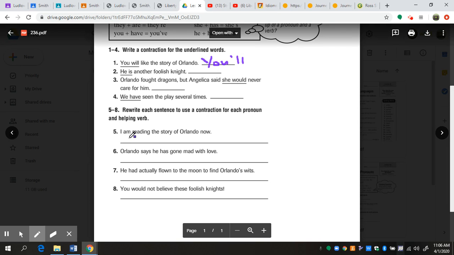And for number 5, I am reading the story of Orlando now. Well, I am is what you need to turn into a contraction, and that is capital I always, apostrophe M. I'm. To make this a little easier, I'm going to underline the words that you need to turn into contractions. So you're going to turn he has into a contraction, you're going to turn he had into a contraction, and you're going to turn you would into a contraction.